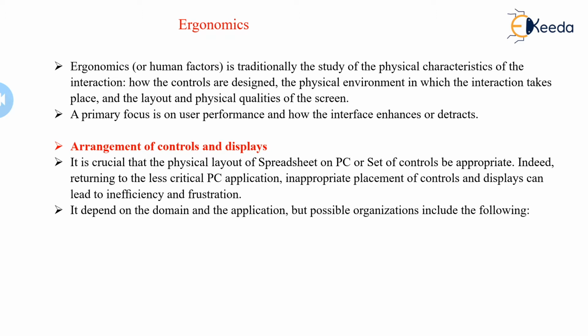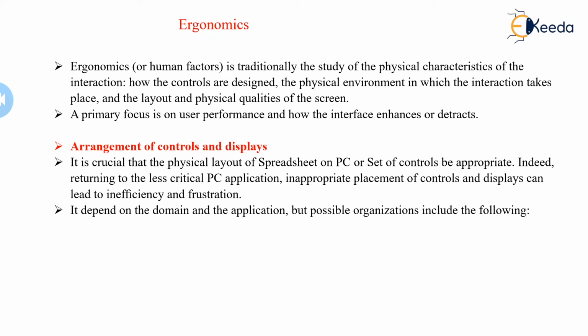So, arrangement of controls, for example, the arrangement of controls and displays. The physical layout is crucial, for example in a spreadsheet or PC application like Excel, where the set of controls must be appropriate. In less critical PC applications, inappropriate placement of controls and displays can lead to insufficiency and frustration. See how poorly a system can be built if the user cannot understand how to work in Excel, because there is no help or no proper arrangement. There is no arrangement or alignment of the devices, icons, or buttons. So this is a poorly built system.